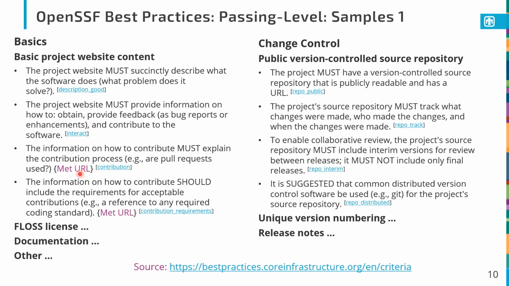Some of these have URLs that are required to point to more detailed information on how that practice is satisfied. Over on change control, the project has to use version control, and it's got to be in a public, at least read-only repository. The project source repository has to track what changes are made, who made the changes, and why they were made. It's got to enable collaborative review, to allow review of interim versions of the software in between releases, and not just reviews of final releases. And it's suggested to use distributed version control software like Git, but these days pretty much everybody uses Git, I think.